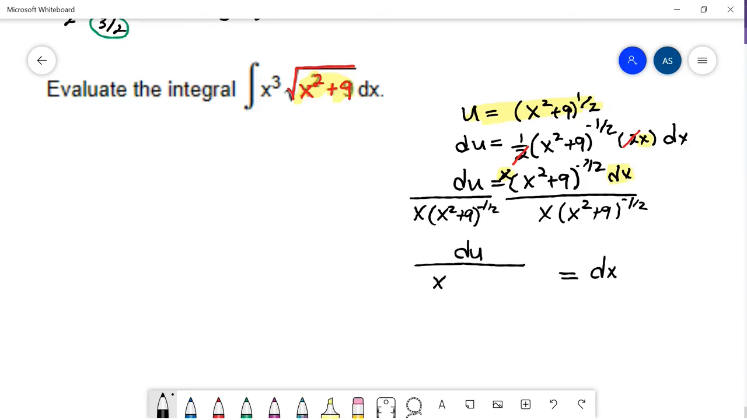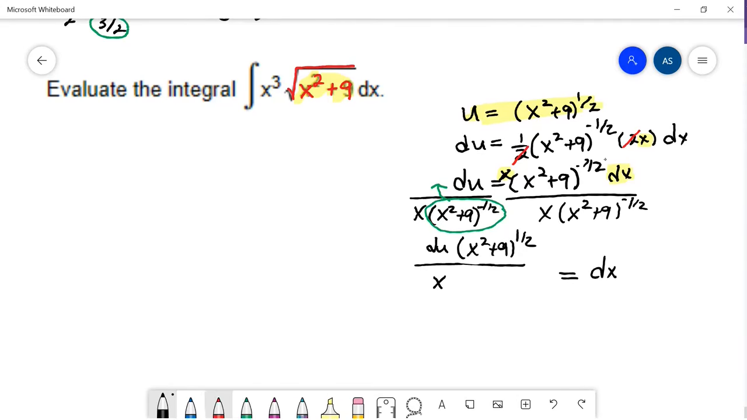over x. Now let me pause here because this part right here has a negative exponent. I'm going to bring that to the numerator, which makes it have a positive exponent. So let me move this over. So it'll have x squared plus 9 to the 1/2 power.